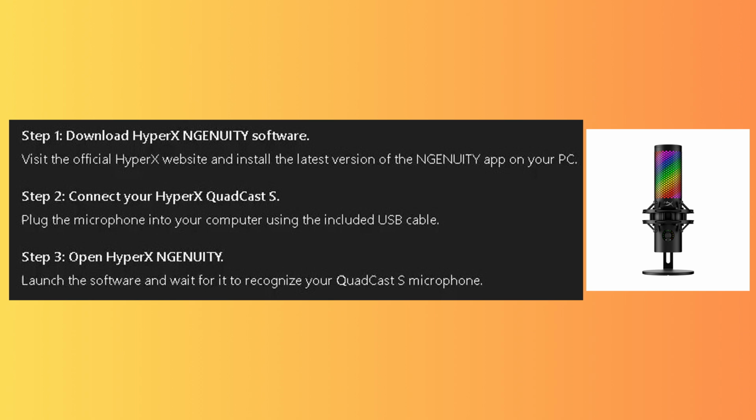Connect your HyperX QuadCast S. Plug your microphone into your computer using USB cable. Open the HyperX NGENUITY. Launch the software and wait for it to recognize your QuadCast S microphone.